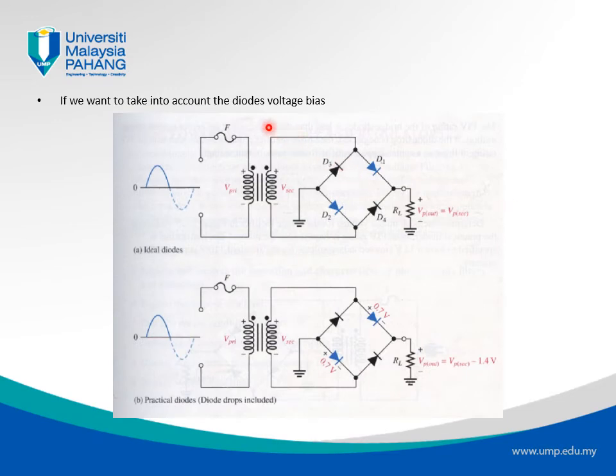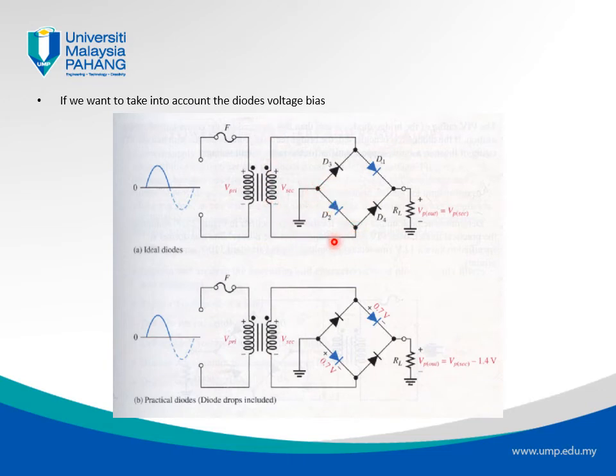If you want to take into account the diode voltages, the bias of the diode, what we need to do is therefore to take into account the 0.7 volts at each diode, right? For example, in the part of the time where the input wave is on the positive side, we have D1 and D3 working in series, right? So the current basically goes in this direction.